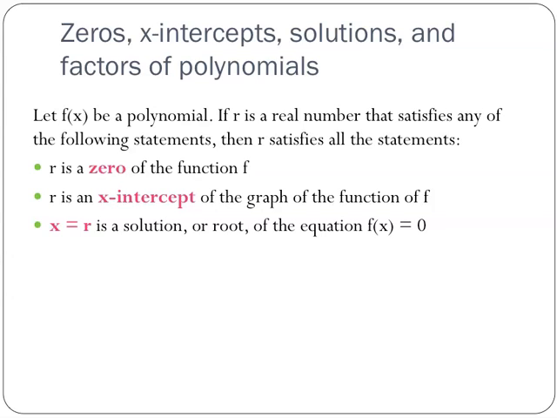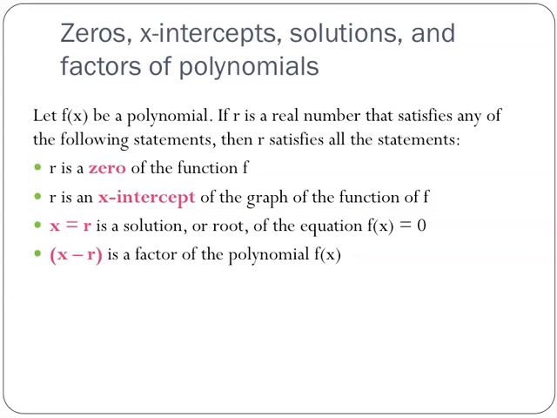Lastly, x minus r is a factor of the polynomial f of x. Now this one's slightly different because now you have a minus in front of the r, so when you write it in factored form, it's going to be the opposite sign. So if, for example, r is equal to 2, then your factor would be x minus 2.